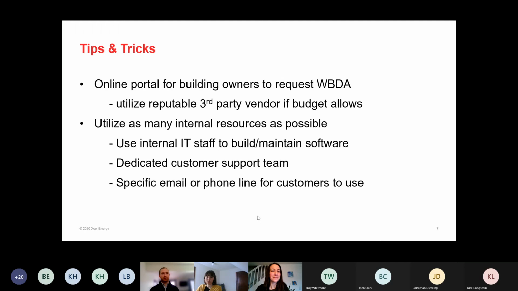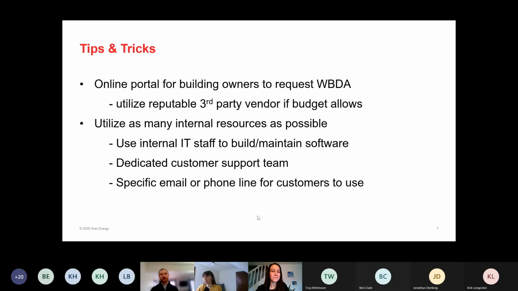So just a couple of tips and tricks. I would highly recommend, if at all feasible, to have an online portal for building owners to go through and request that whole building data aggregation. It makes your life easier from a program management point of view. I can certainly understand if you have a small handful of building owners where it's fine to just request it through email or phone or something like that.